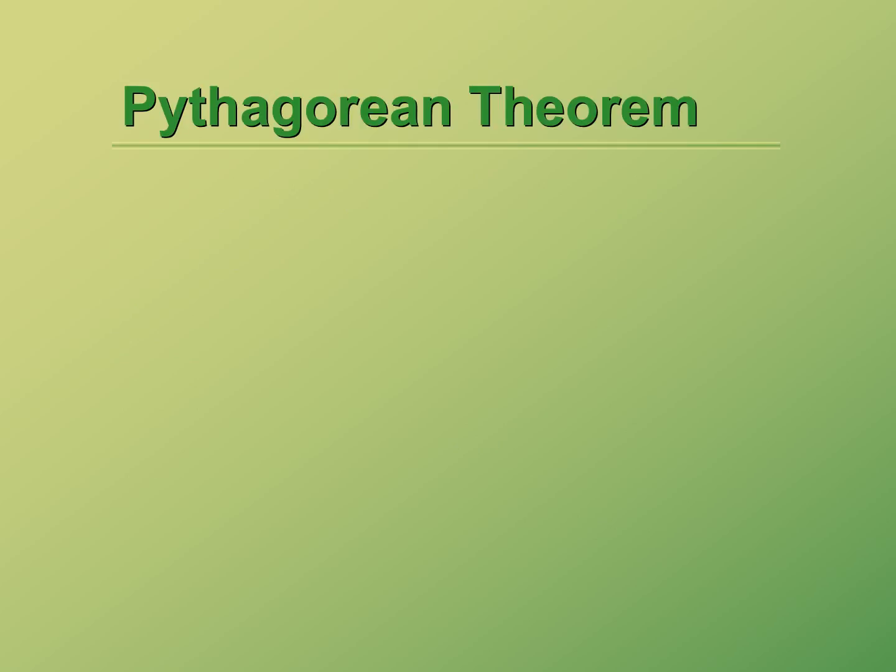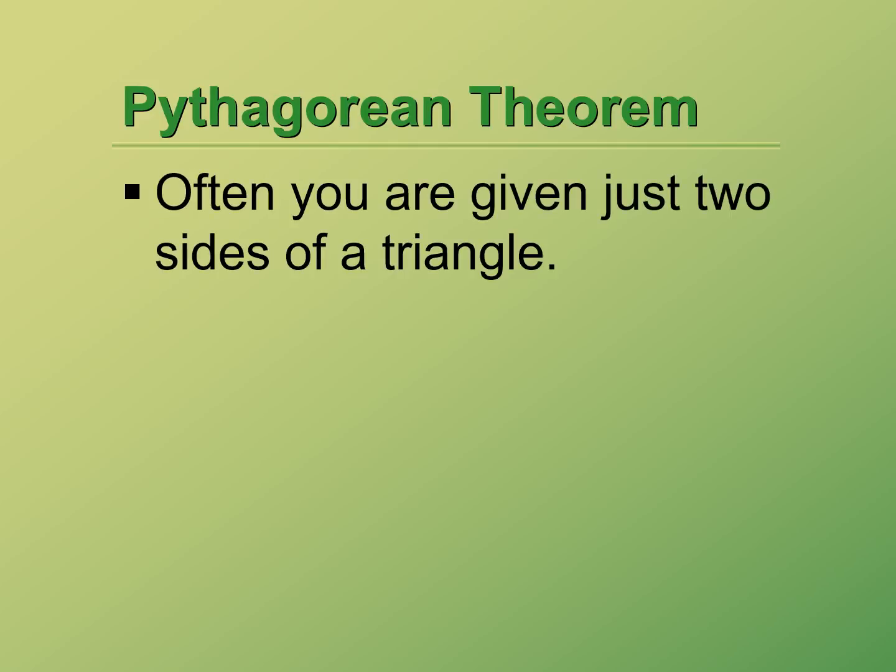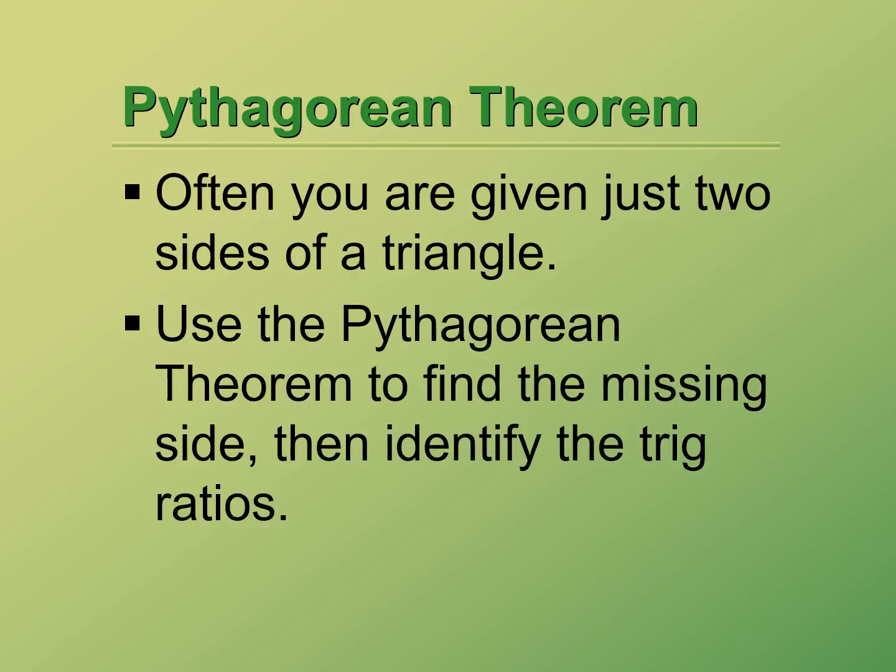So something that we can use to help us solve for missing sides is the Pythagorean Theorem, which is a squared plus b squared equals c squared. And remember, c is always going to be the hypotenuse, and a and b are the legs. So often you're given just 2 sides of a triangle, and you have to solve for the third side. You can use the Pythagorean Theorem to find the missing side, and then once you know all 3 sides, you can identify the trig ratios.